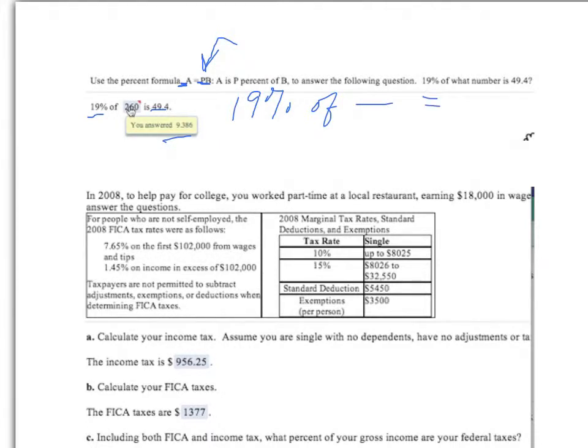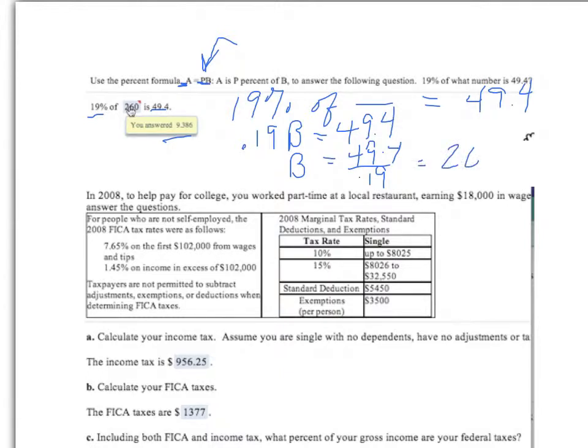Whoops, sorry. 19% of a number to get 49.4. So what you need to do is think of this as an algebra problem. 19% is 0.19. The number you're looking for is the base, so B, equals 49.4. And so now just divide both sides by 0.19. So 49.4 divided by 0.19 gives you 260. So this means that 19% of 260 is 49.4.